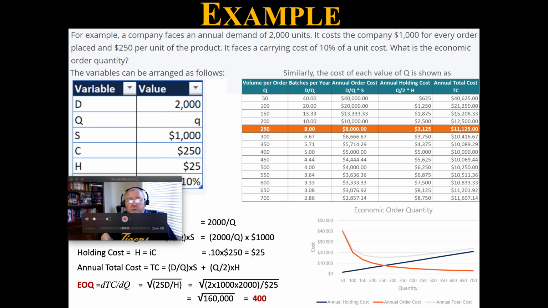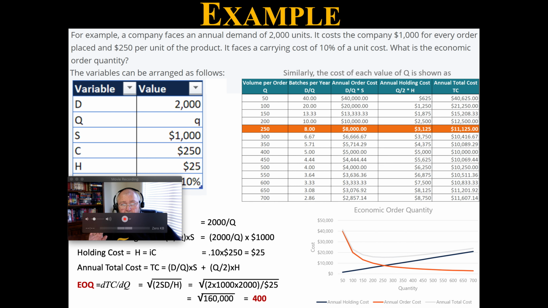So suppose that we have a company, they have an annual demand, 2,000 units. It costs the company $1,000 for every order they place. That is just the cost of placing an order, plus $250 for each unit in that order. So if I ordered 4 units, it would be $1,000 plus 4 times 250, or $2,000 overall.